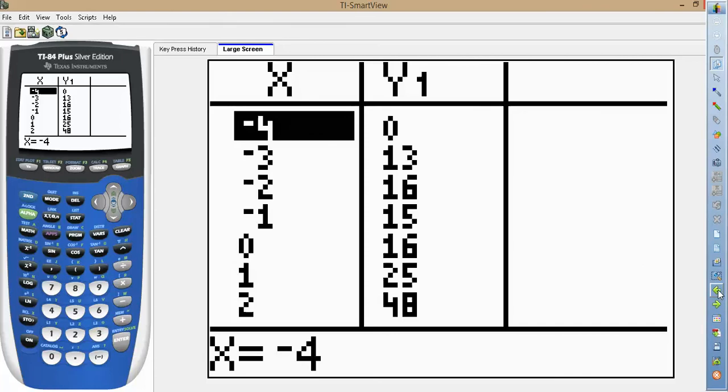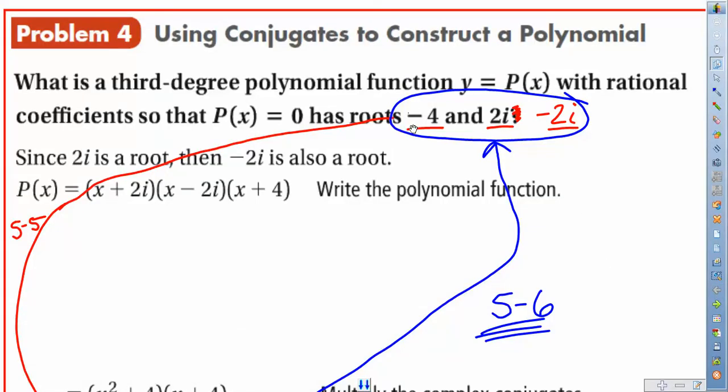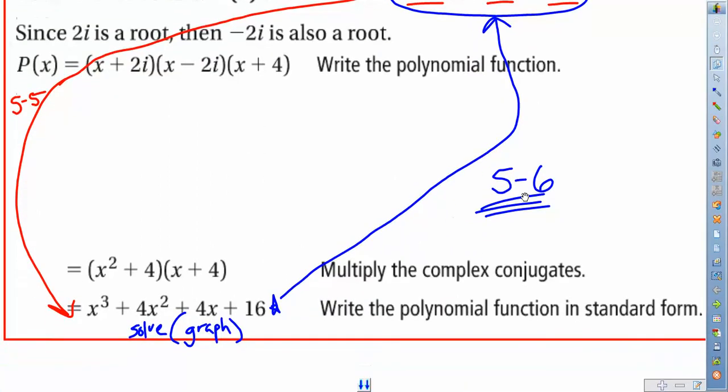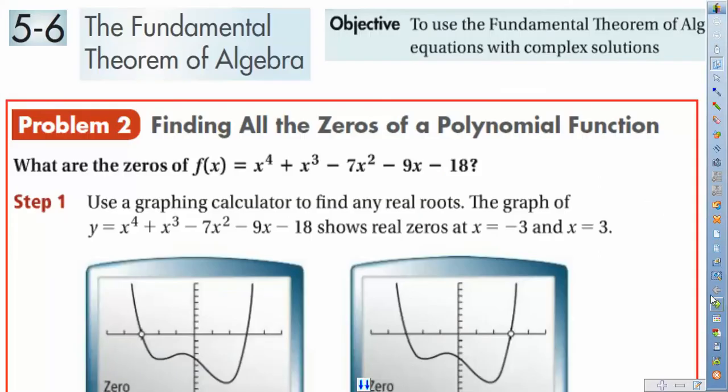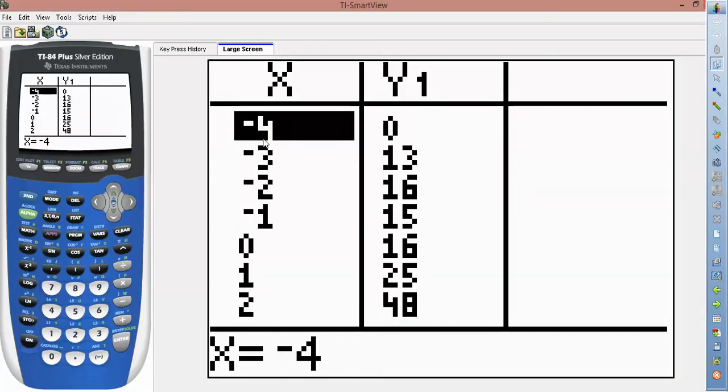Let that soak in a little bit. When we go back to that page and we look at this right up here, do you see how one of the solutions was -4? That's not an accident. So that's why when Mr. Cook is telling you on 5-6 to start with the graphing calculator, the graphing calculator will give you every single time, when you use it to start your work, the real solutions.